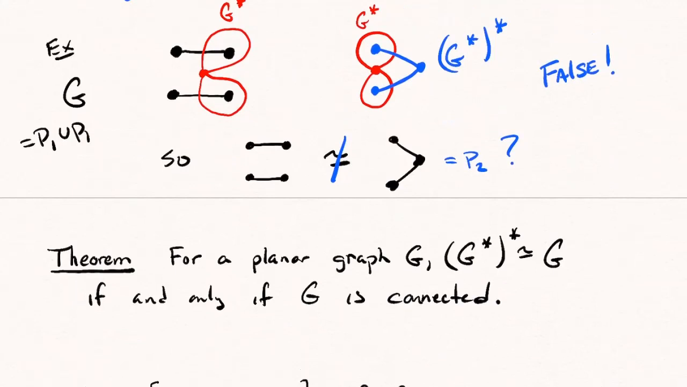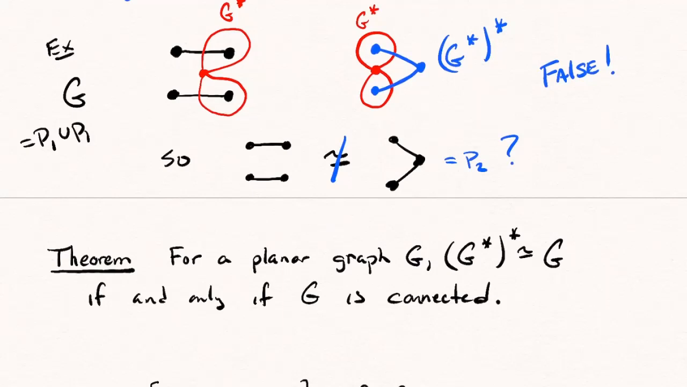And if you start with a disconnected graph G, then the dual will never be isomorphic to it. Again, stop the video and play around with it a little bit. Draw some small disconnected graph, draw its dual, draw that dual. You won't get the graph back. But if you start with a connected planar graph, you always will.